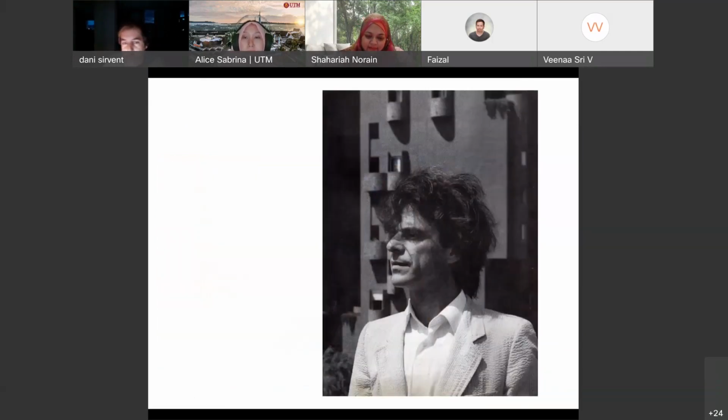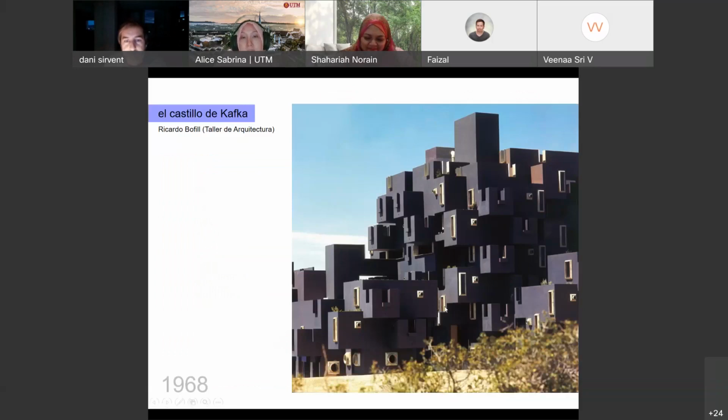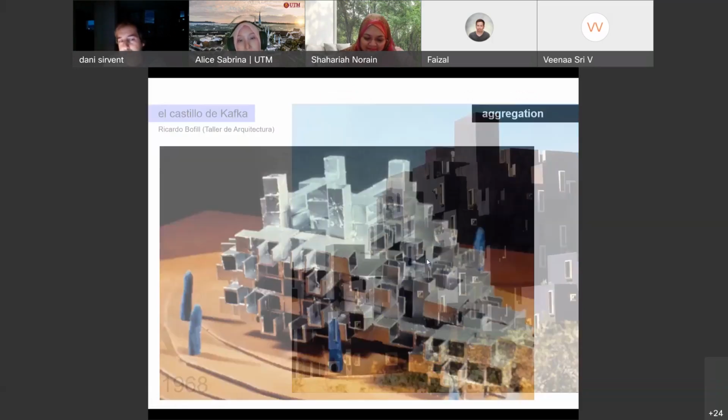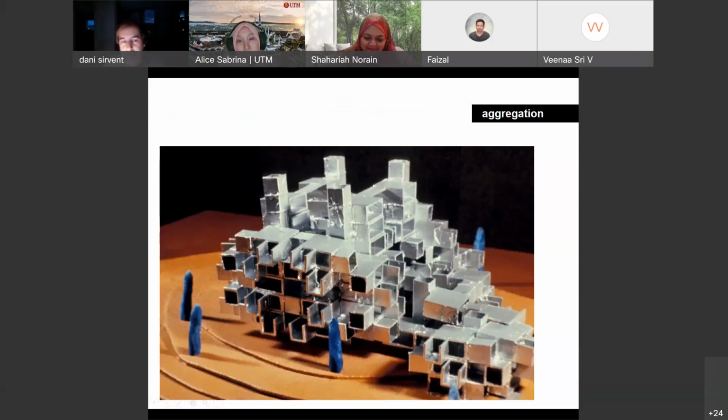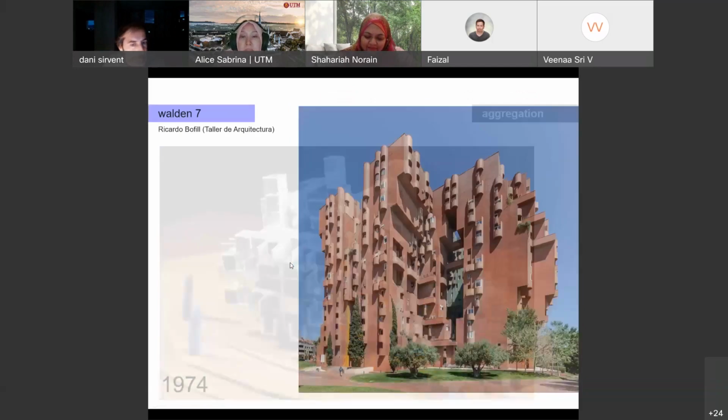Another famous architect is this one. He's Carlo Phil, and he creates these buildings, again with modular aggregation. If you see the models, they are really amazing. You can see here the individual modules, but he has a lot of buildings with these systems.